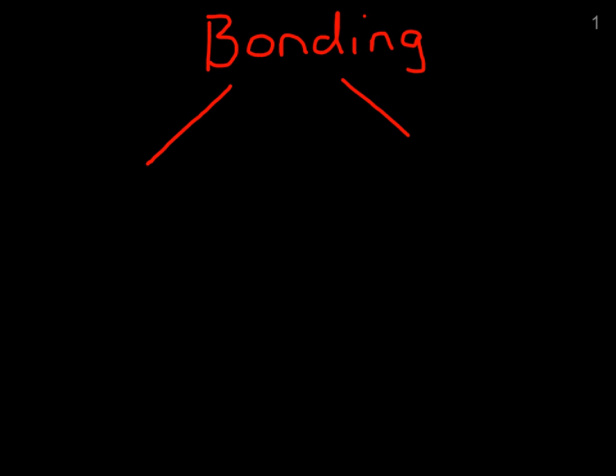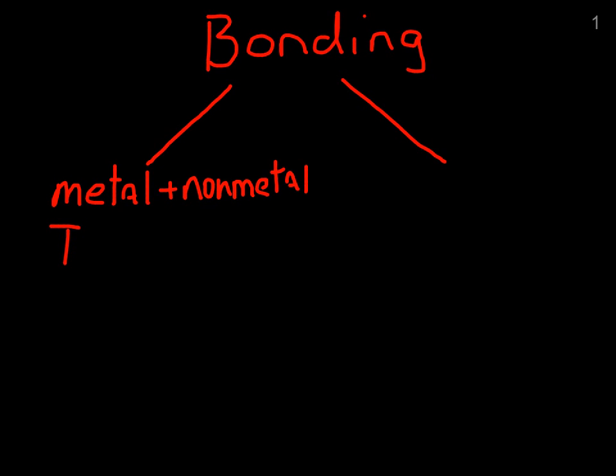So what I'm going to talk about today is bonding, chemical bonding. And there are two principal types of chemical bonds. The first one is a bond that forms between a metal and a nonmetal. And if you remember metals and nonmetals, those were the two big categories that I broke the periodic table up into. And when a metal and a nonmetal combine to form a compound, it's called an ionic bond.